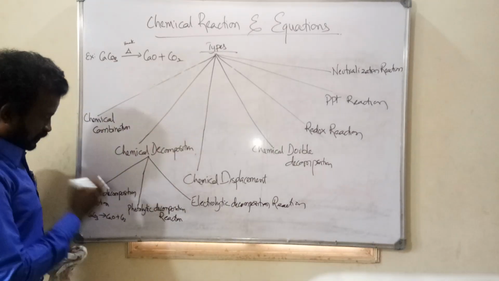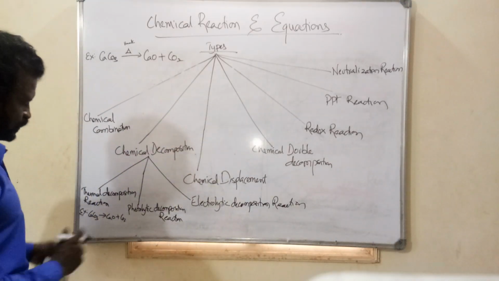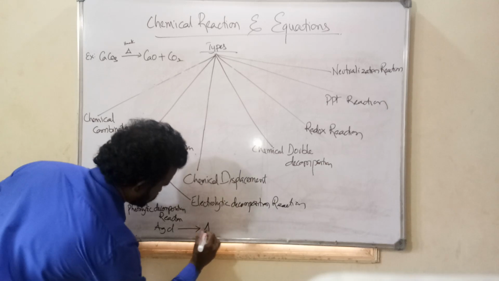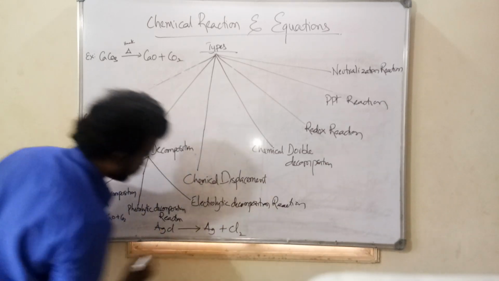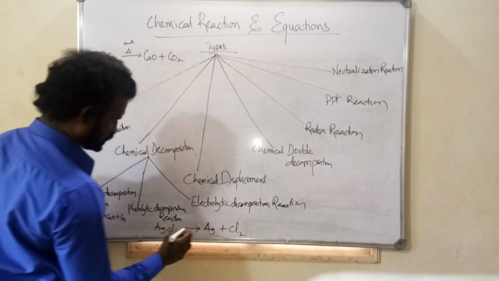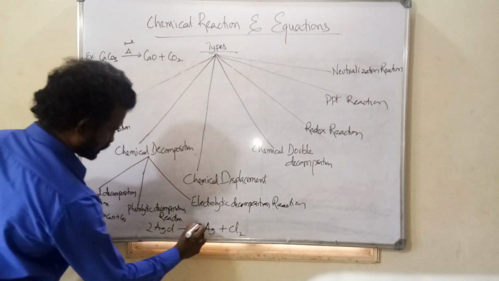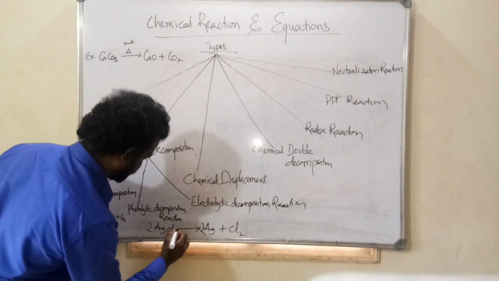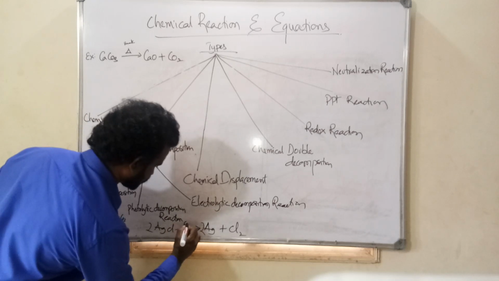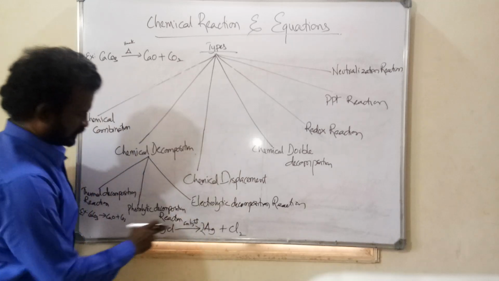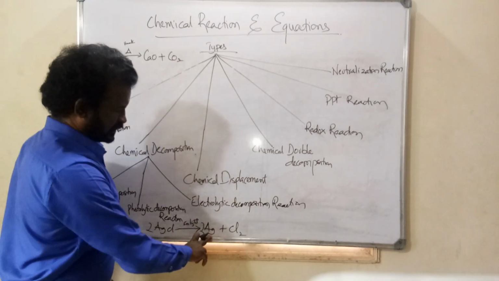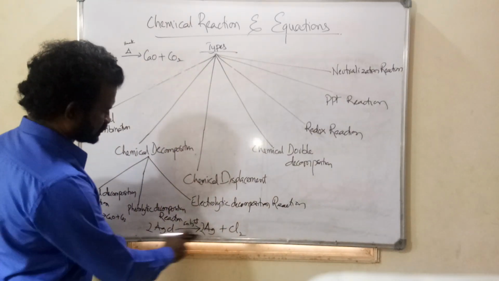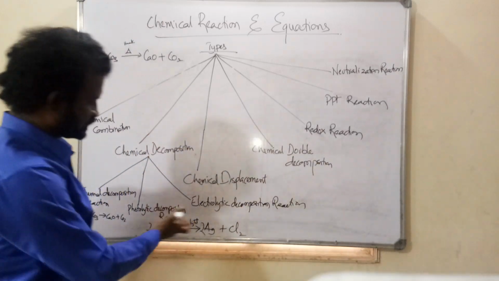Now, photolytic decomposition. AgCl, silver chloride, gives rise to Ag plus Cl2. Is it clear? Now it's not balanced, I will balance it. Silver chloride in sunlight. Photo means light, sunlight. Using sunlight, it breaks down into Ag plus Cl2. Silver bromide, AgBr, gives rise to Ag plus Br2. This is the second example.